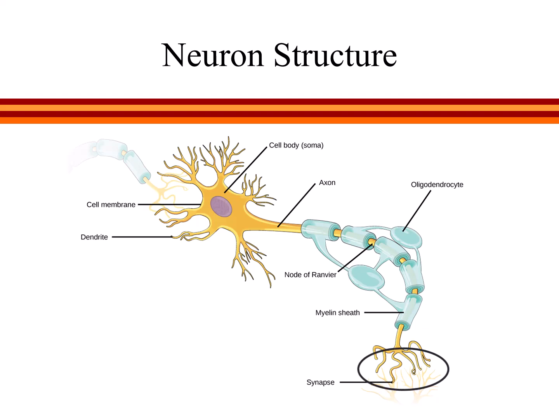At the end of the axon are several terminal buttons that contain neurotransmitters, which we'll talk about more in a minute. When an electrical signal travels down the length of the axon, it can trigger the release of these neurotransmitters at the terminal buttons.